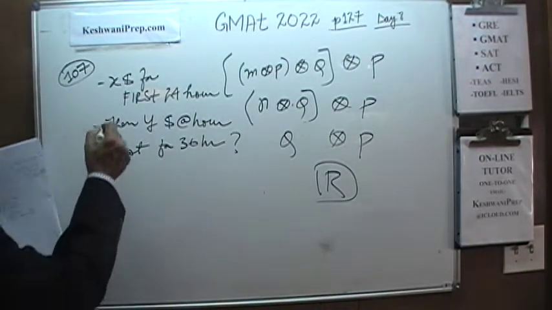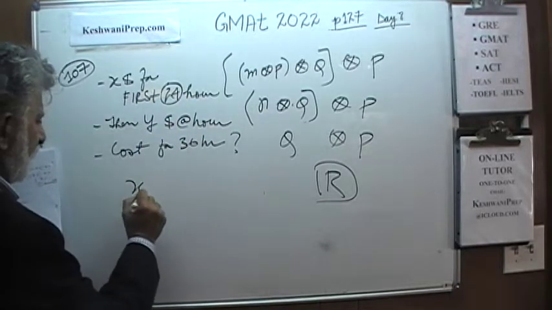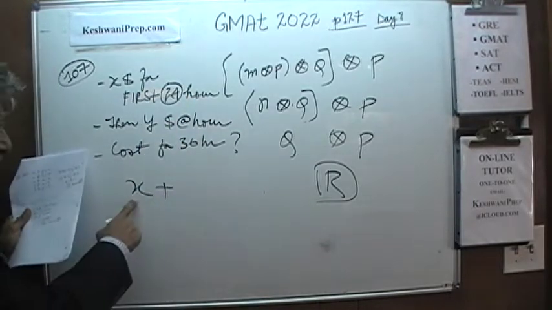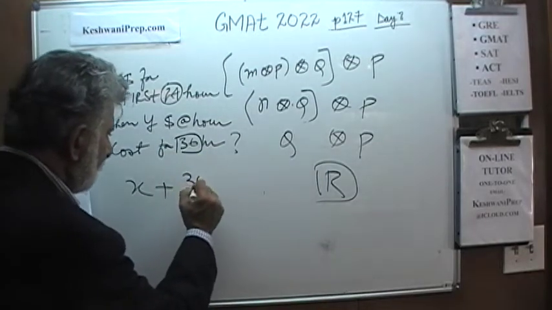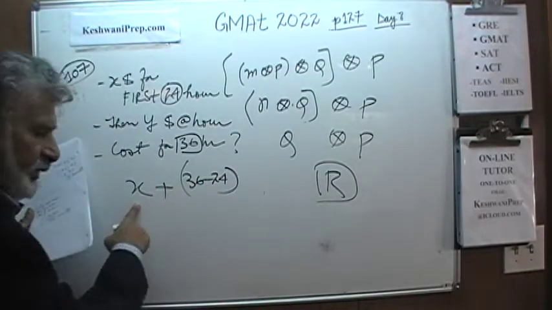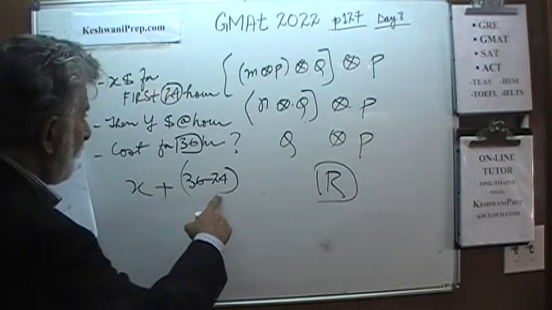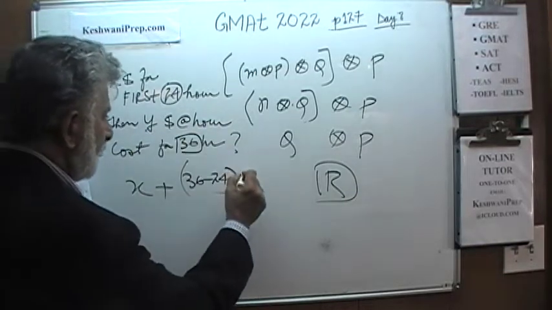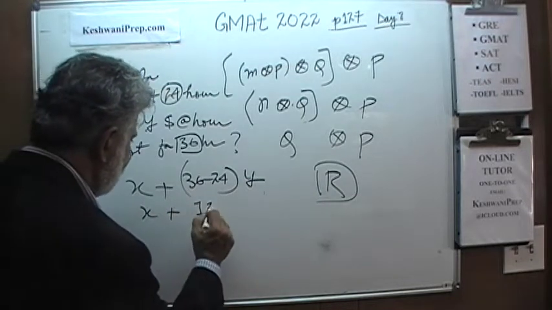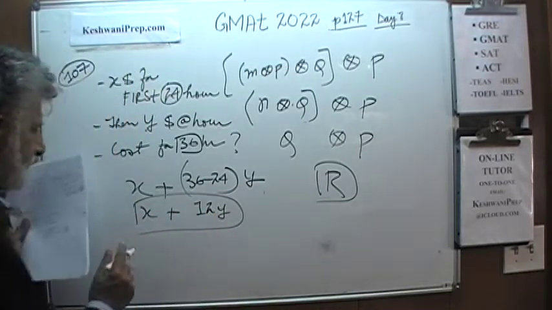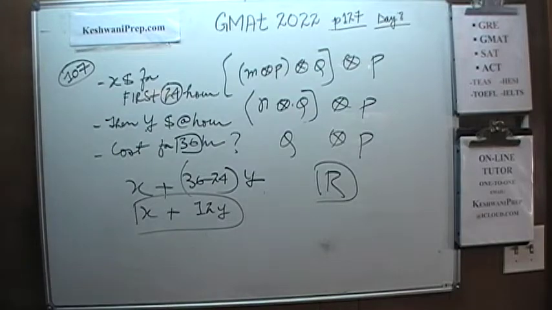Well, the first 24 hours are going to cost just X dollars. After we use it for 24 hours, we're going to keep it for 36 hours. So 36 minus 24, because we already paid for the 24 hours. So for the next 12 hours, we're going to pay Y dollars per hour. There you go. It's just X plus 12Y. That's the cost of the remaining 12 hours.